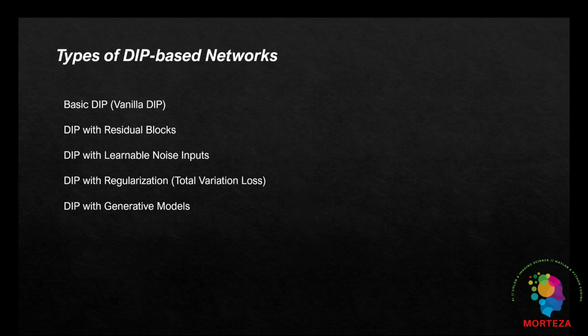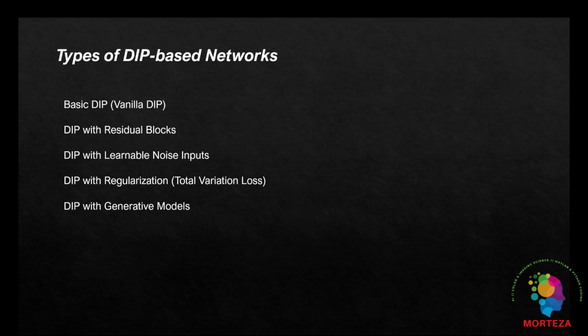Let's talk about the basic DIP. The original deep image prior approach is simple and works by optimizing the image's input through a neural network trained from scratch. It typically uses a UNet or a similar architecture where the network architecture is designed to preserve spatial information.